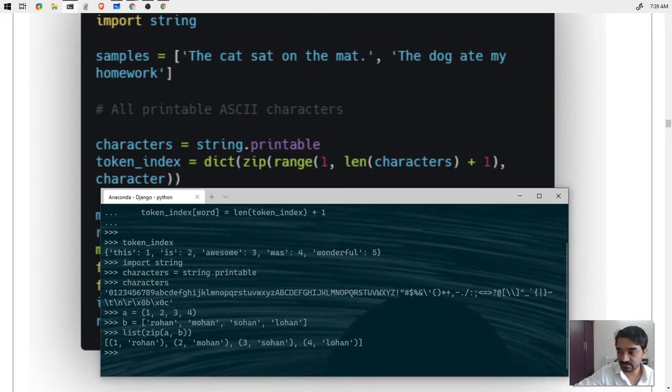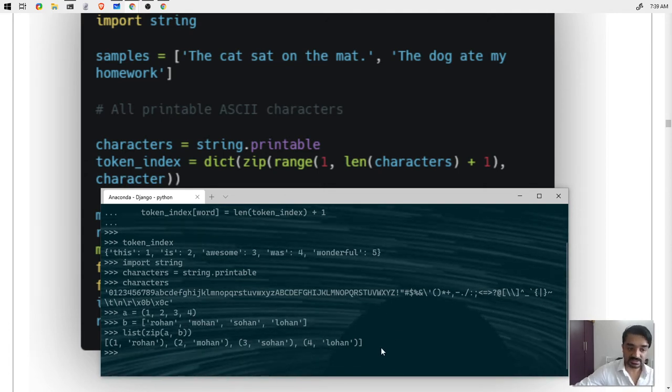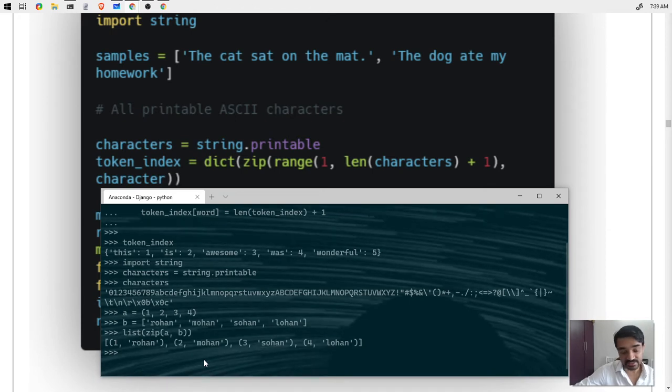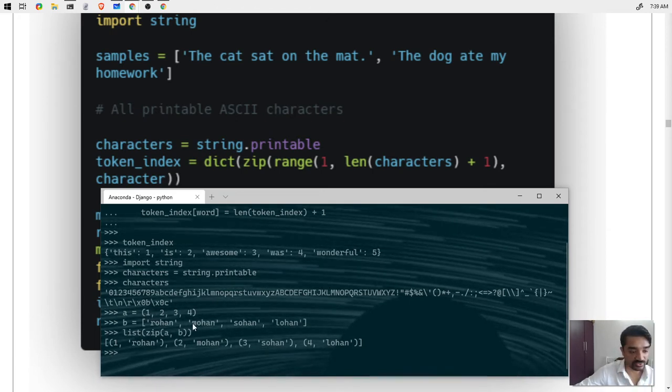See what is done? So zip essentially takes two sequences and zips them, right? So I've got 1 Rohan, 2 Mohan, 3 Sohan, and 4 Lohan. That is what is happening here inside.